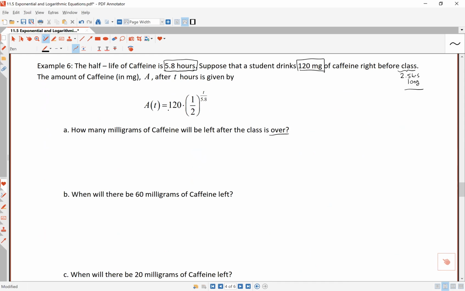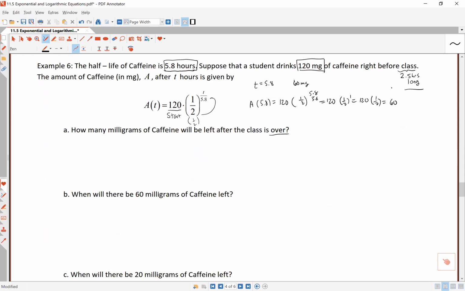The exponential model always goes, whatever you start with, times 1/2 to the t over the half-life, t over 5.8. Makes a lot of sense because if 5.8 hours go by, we would expect there to be 60 milligrams of caffeine. When you plug in 5.8 into the model, we have 1/2 to the 5.8 over 5.8, which is just 1, or 1/2 to the first power. That's 120 times 1/2, which is half of what we started with, 60.